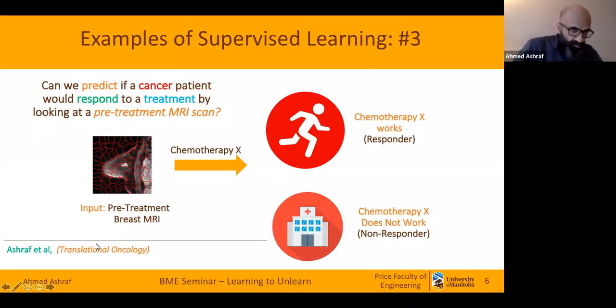And then some of the problems which are more related to my own work, like if you have got access to, let's say, pre-treatment imaging scans from a cancer patient, and the general problem of predicting the response to a particular kind of therapy, whether the person is going to respond to a certain kind of chemotherapy or not. That's basically called therapy response prediction. So that's also an example of supervised learning.